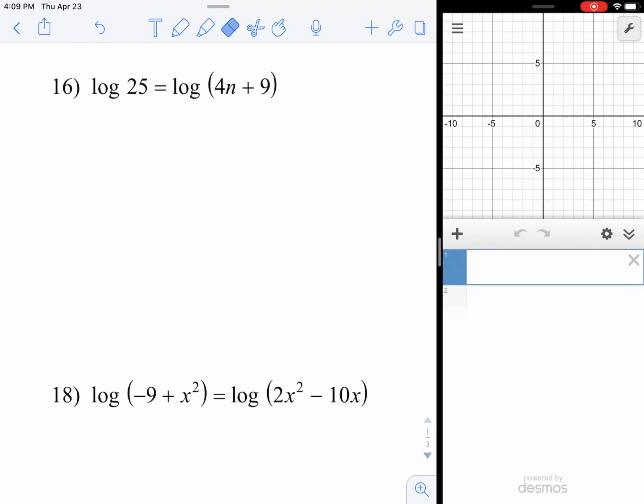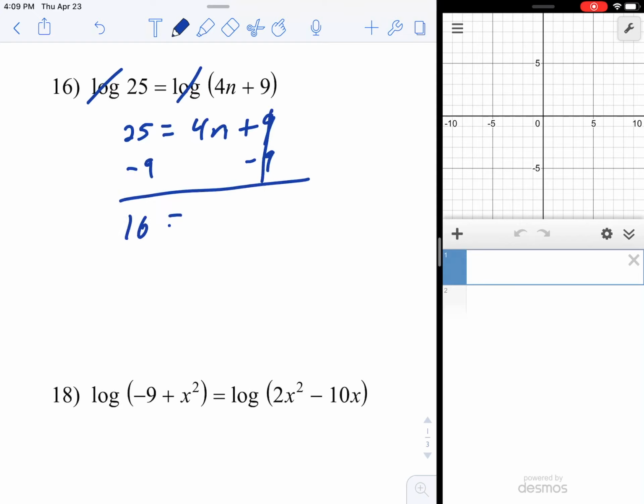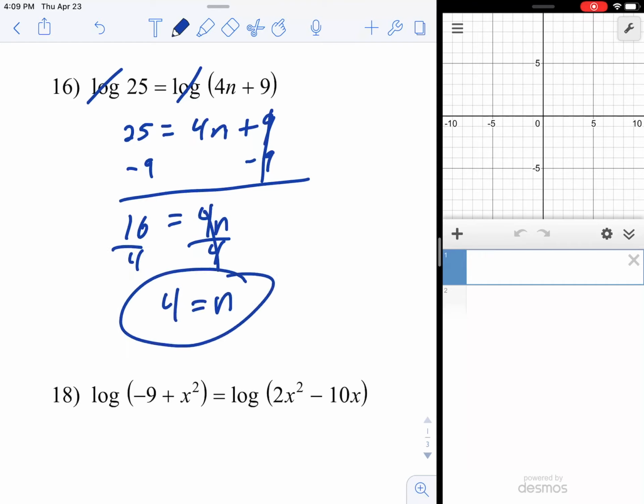Okay, number 16 is the type of problem where you have a logarithm on both sides. The one-to-one property allows you to cross them out, or they cancel each other out, however you want to say it. Now we're left with a regular algebra equation. I can subtract 9 on both sides. 16 equals 4n. Divide by 4. N equals 4. And that's our answer.